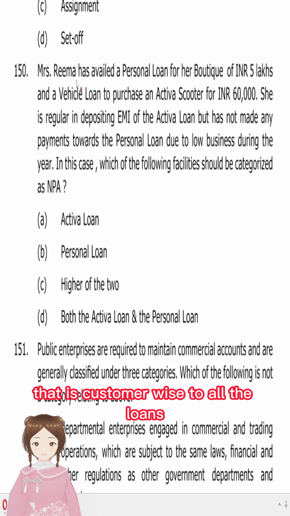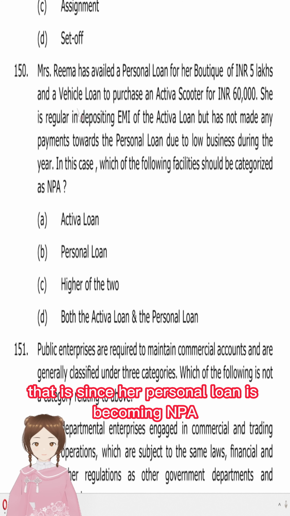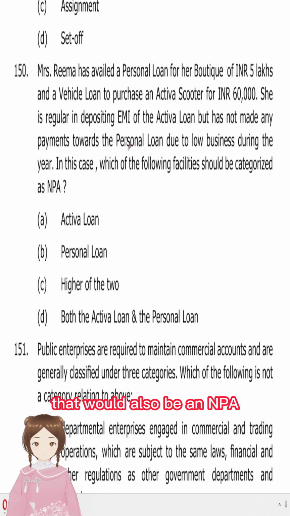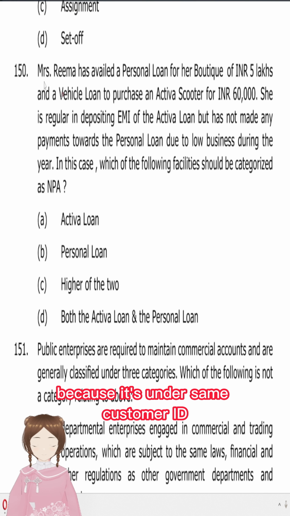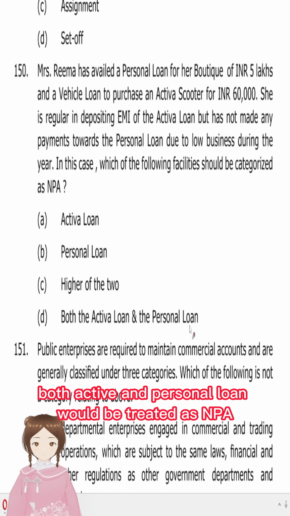So all the loans that Mrs. Reshma had become an NPA if any loan of Mrs. Reshma becomes an NPA. That is, since her personal loan is becoming an NPA, even though she pays the vehicle loan, that would also become an NPA. That would also be an NPA because it's under the same customer ID, Mrs. Reshma. So option D, both vehicle and personal loan would be treated as NPA.